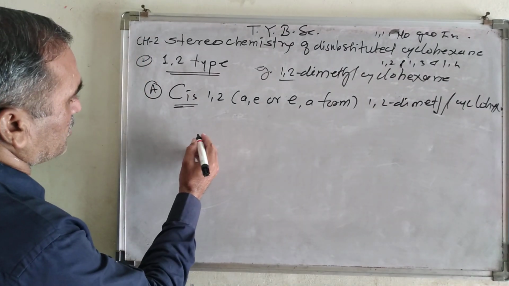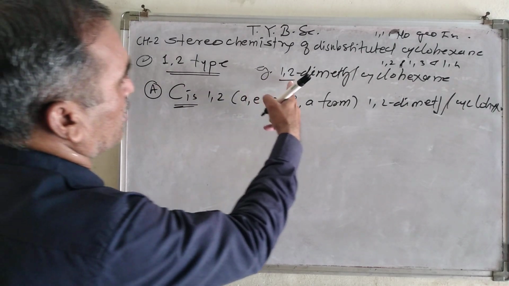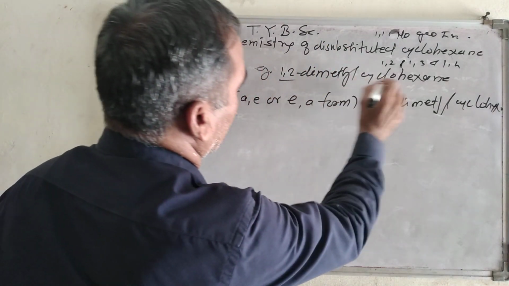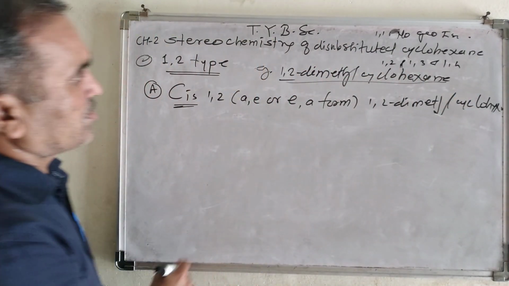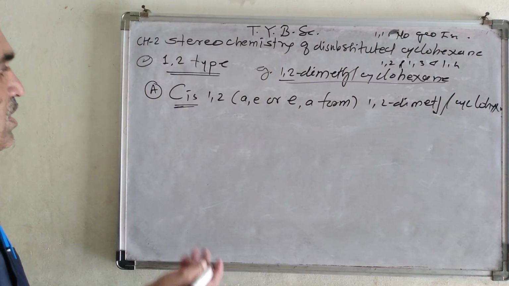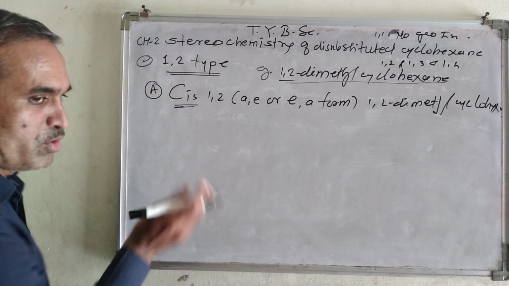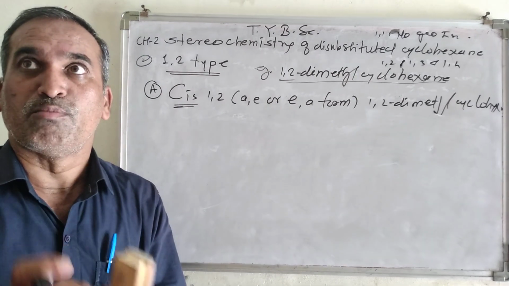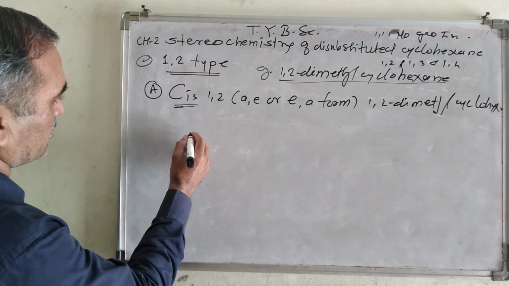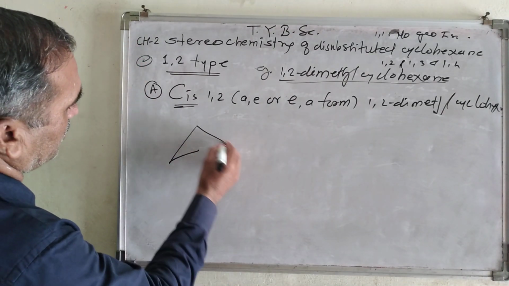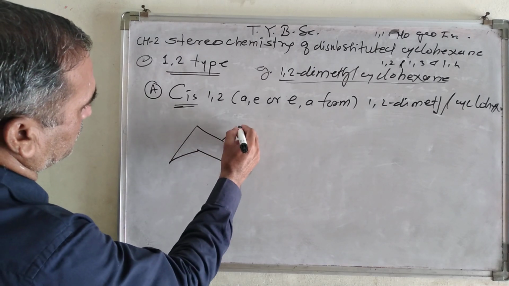Okay, now let us see here. I am drawing 1,2 dimethyl cyclohexane. First, draw the structure of 1,2 dimethyl cyclohexane. So here, as we know, we are considering the most stable conformational isomer, this one, right? This is the structure, right?